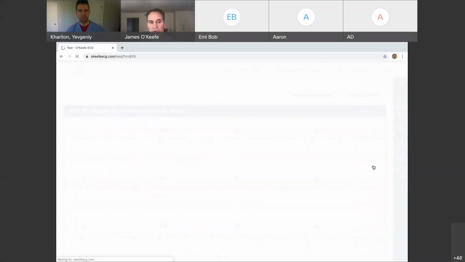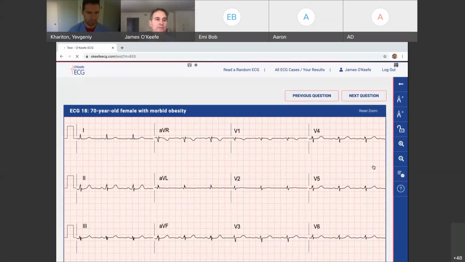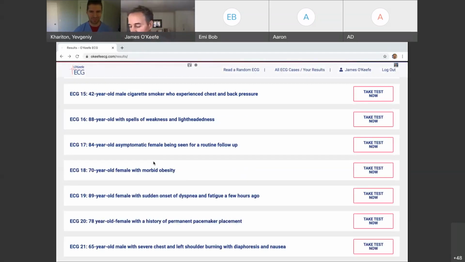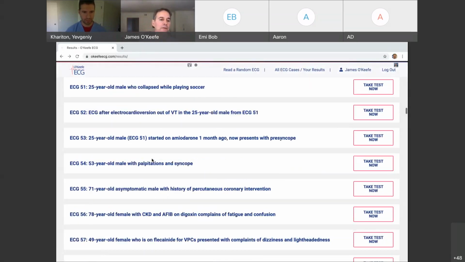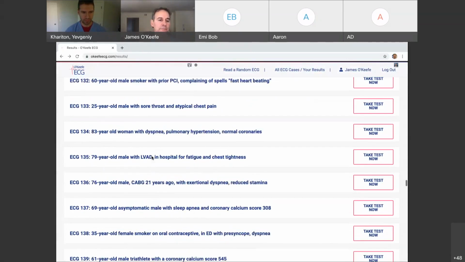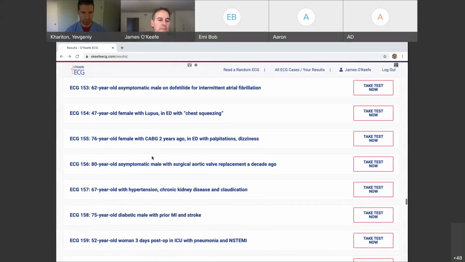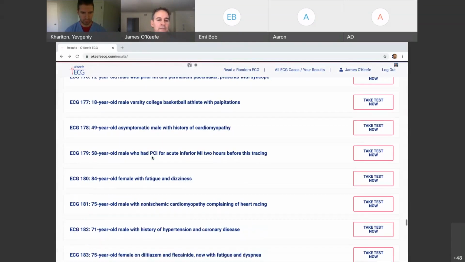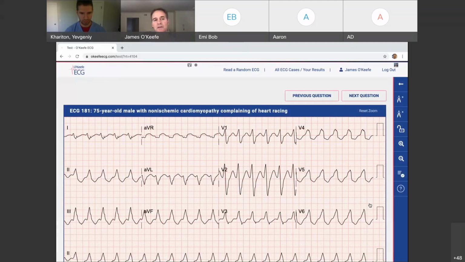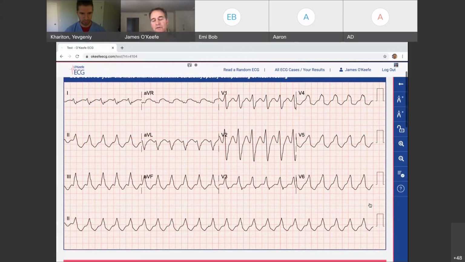This is a 70-year-old. Oh no, we don't want that one. That's too easy. Okay, so this is a 75-year-old male with non-ischemic cardiomyopathy complaining of heart racing. Shows up in the emergency department with heart racing, and this is the tracing. History of non-ischemic cardiomyopathy.